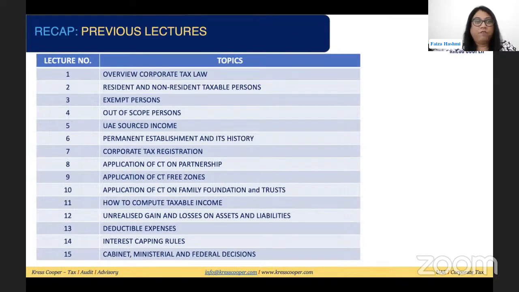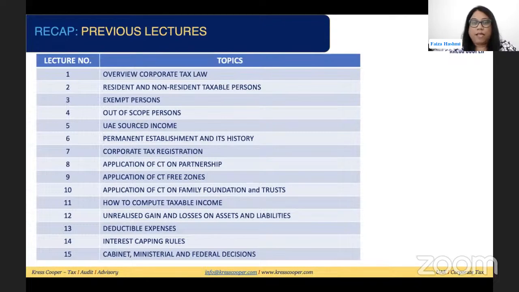So till now we've had 15 lectures, and we have given an overview of the corporate tax law when it first came in December. Then we discussed in detail the resident and non-resident taxable persons, who are the exempt persons, out of scope persons, what is UAE source income. We discussed the history of permanent establishment and the conditions for it.